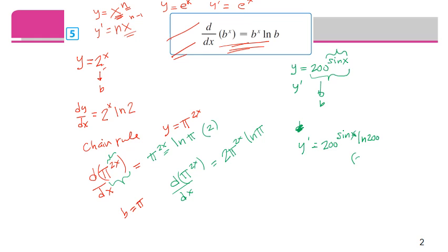So what's the derivative of sine of x? It is cosine of x. So this will now be further simplified into cosine of x times 200 to the sine of x times ln of 200. Okay?